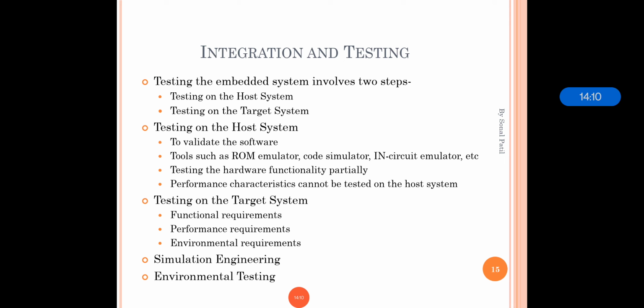So after that a few other things are there, that is, testing on the host system and testing on the target system. Testing on the host system is done to validate the software, and in testing on the target system, we are checking whether the code is properly running at the client level or not. Then the functional requirements, performance requirements, and environmental requirements are considered when we are testing on the target system.